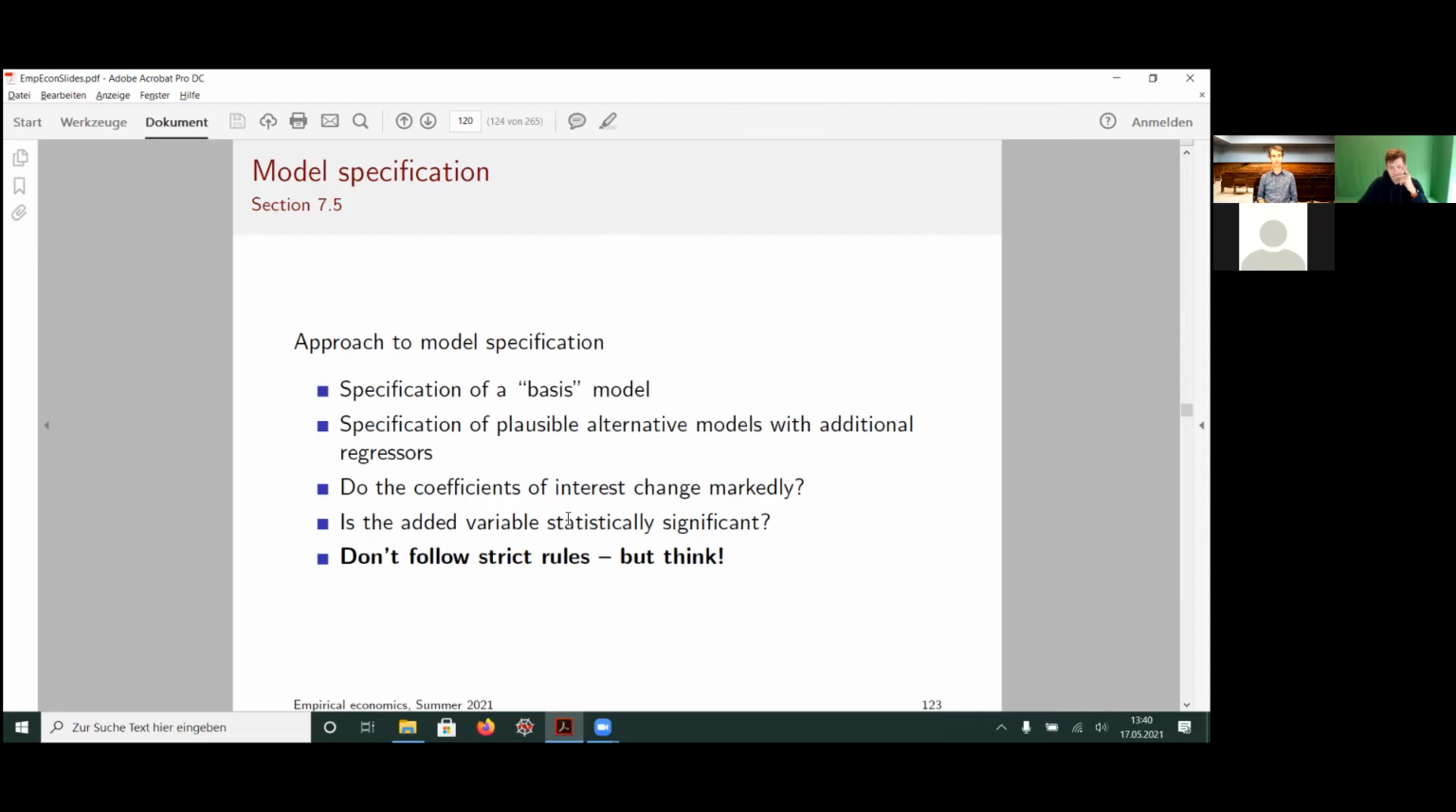But the most important rule here is: use your head and use your economic theory. Don't just follow strict rules. In this course, we sometimes do that, but if you do a real application, then do not follow strict rules. Think about the problem and think about the substantial issues that are at the basis of your economic question. So that's the most important part. After all, you are not statisticians, you are economists. And therefore, if you do econometrics, don't forget the economic theory. That's really important.